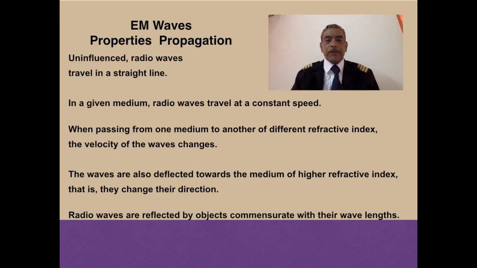So, the radio waves are reflected by objects commensurate with their wavelengths. This is also important. If the wavelength of the wave is 3 centimeters, any particle which is as small as 3 centimeters will try to reflect that particular wave. That's what it means.